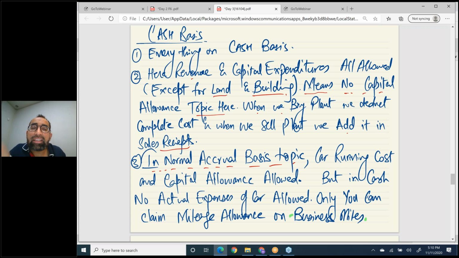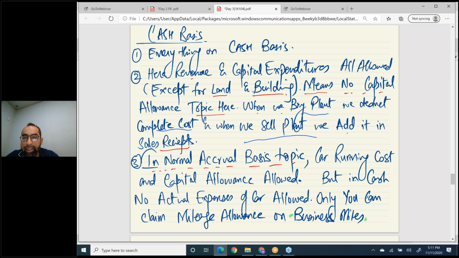It means no capital allowance chapter is needed in this topic. We don't have to calculate any capital allowance like tax allowable depreciation, because in this cash basis chapter, the tax authority immediately allows all capital expenditures as well. Okay, so only inflows and outflows. See, what does it mean? When we buy plant, we deduct the complete cost, and when we sell the plant, we add it to receipts. That's it. That means cash coming and cash going.